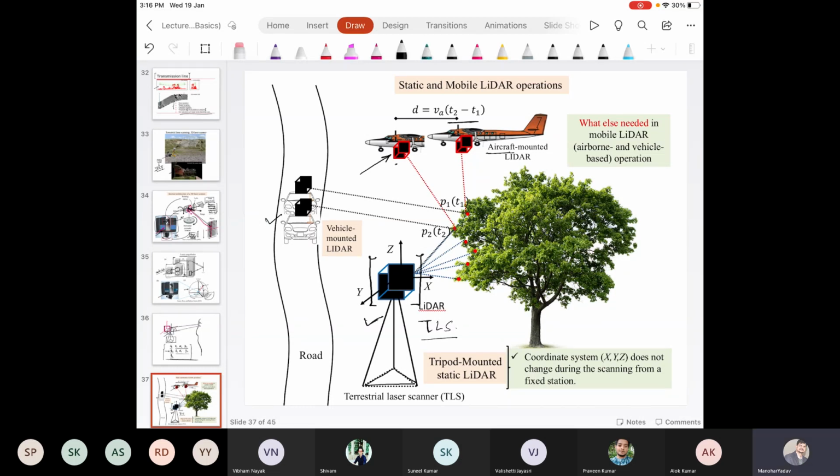The same thing happens when you mount this LiDAR system over a moving vehicle. In the case of a tripod mounted static LiDAR, the coordinate system doesn't change during scanning from a fixed station. But if you mount it on a moving platform, then the internal coordinate system of the LiDAR keeps on changing with the movement of the platform where it is mounted. So what additional sensor units are required in addition to the laser scanner unit when you want to perform laser scanning through a mobile, either airborne or vehicle based, platform?